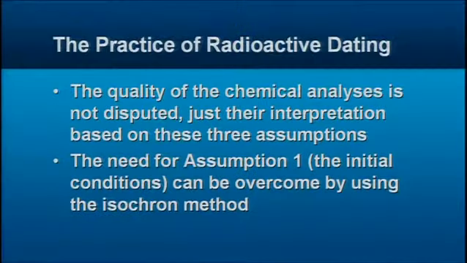The need for assumption number one, however, the initial conditions, geologists have found a way to get around that by using the so-called isochron method, which we don't have time to go into details tonight because it's fairly complex. Assumption number two is easily discovered to be violated when contamination is detected. It's quite common to find rocks that are contaminated when they do the analyses, and so they discard those results. Not all results are ever published if they don't fit preconceived ideas about what the age of the rock should be. They put it down to contamination.